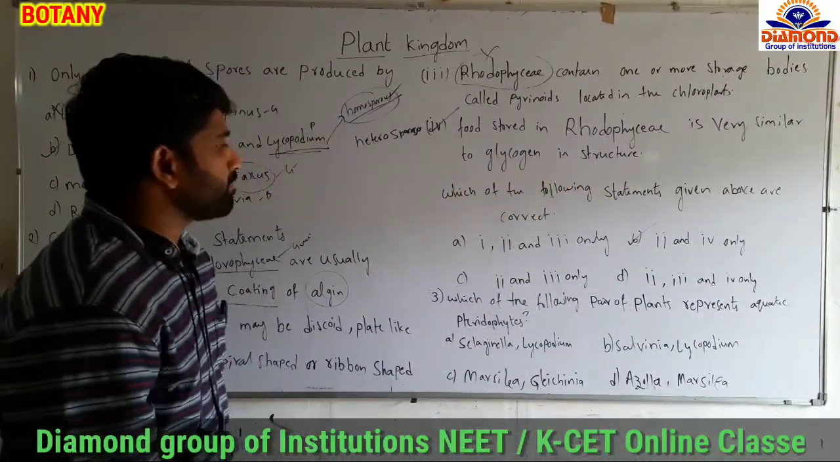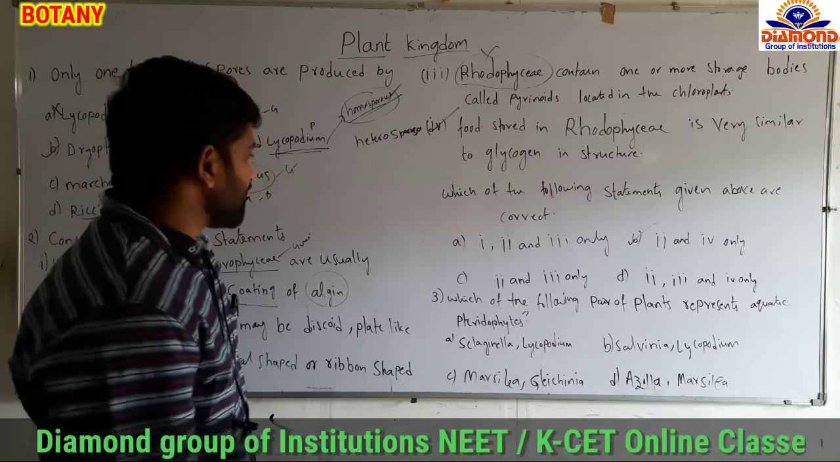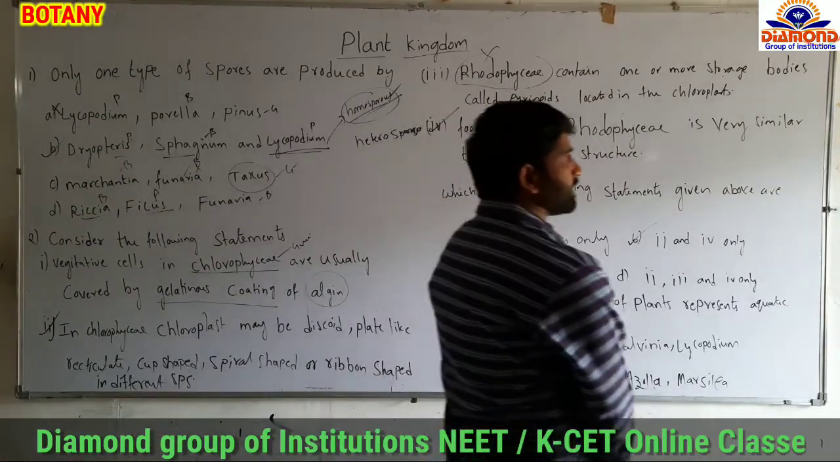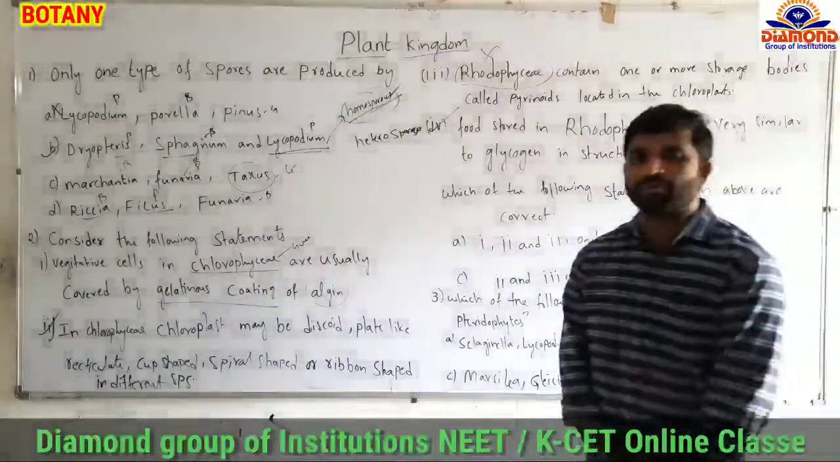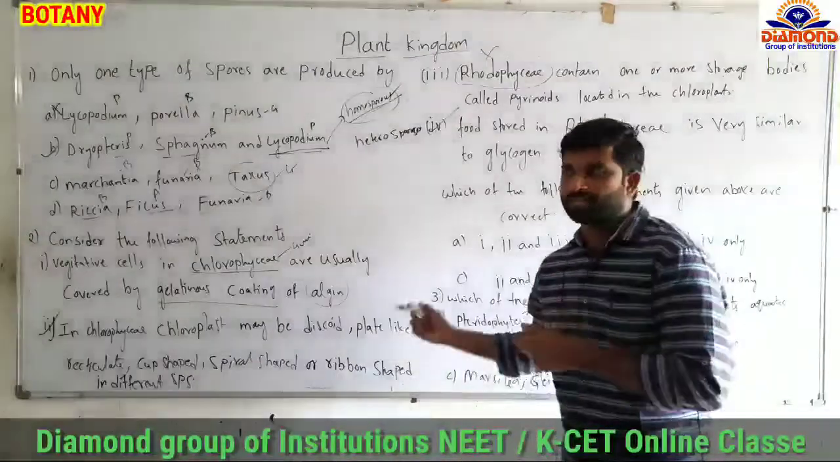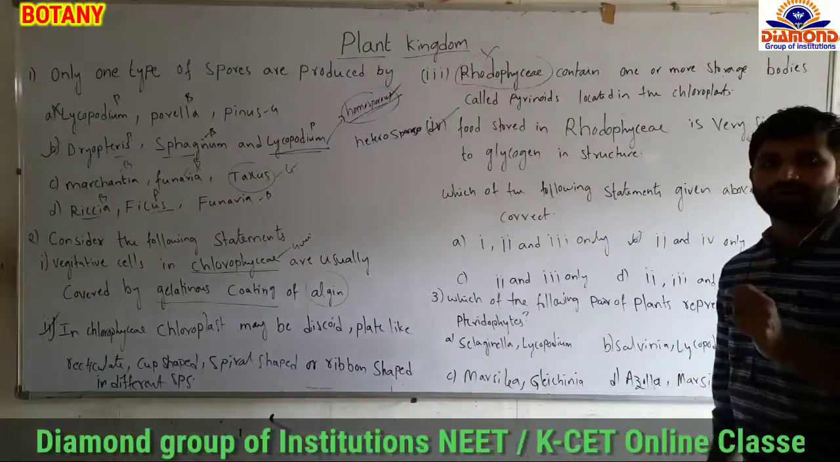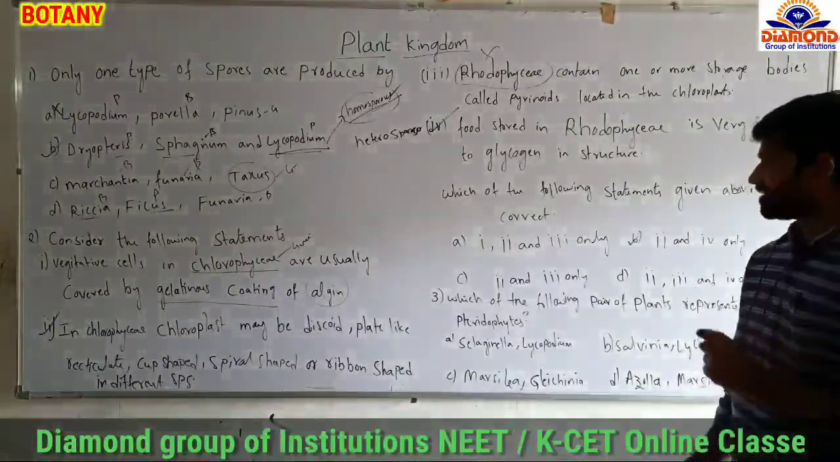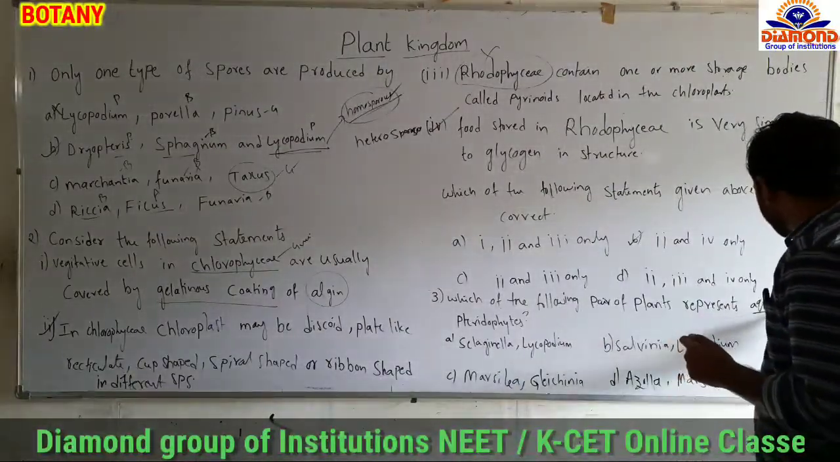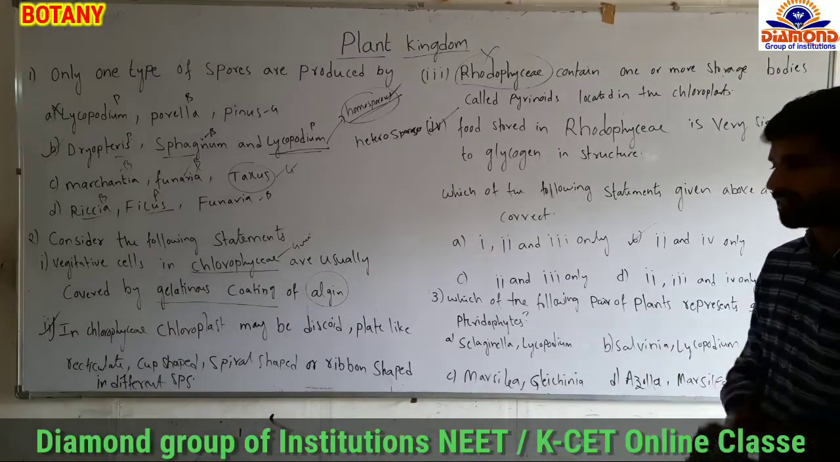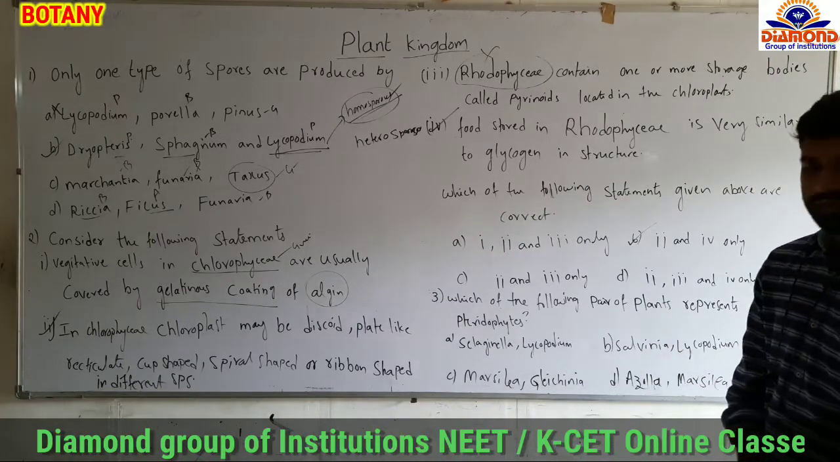Which of the following pair of plants represents aquatic pteridophytes? Pteridophytes come after the bryophytes, next to the bryophytes. Pteridophytes are present in water and also in soil. Some of the pteridophytes are aquatic, which means they are present in water. Which pteridophytes are present in water?